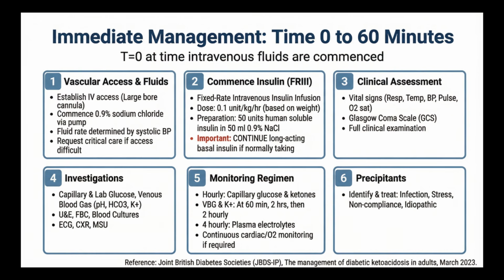5. Monitoring regimen. Monitoring must be structured and frequent. Check capillary glucose and ketones every hour. Repeat venous blood gas and potassium at 60 minutes, at 2 hours, then every 2 hours. Measure plasma electrolytes every 4 hours. Use continuous cardiac or oxygen monitoring when clinically indicated.